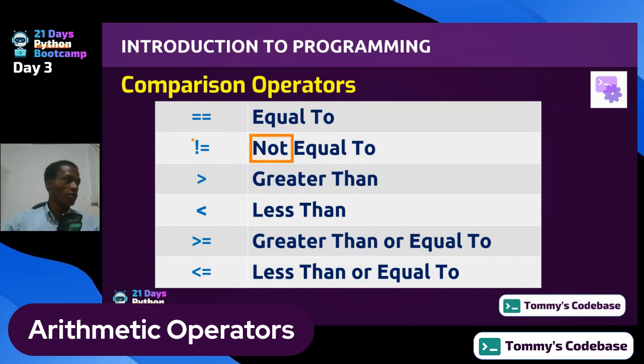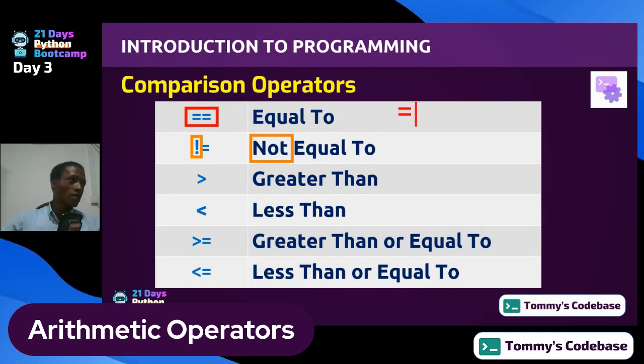The word not is depicted by this symbol. For equal to, we use the single equal sign to assign values to variables. It is for assignment, and the double equal sign is for comparison. So if I type a single equal sign like this, that one will be just for assignment.